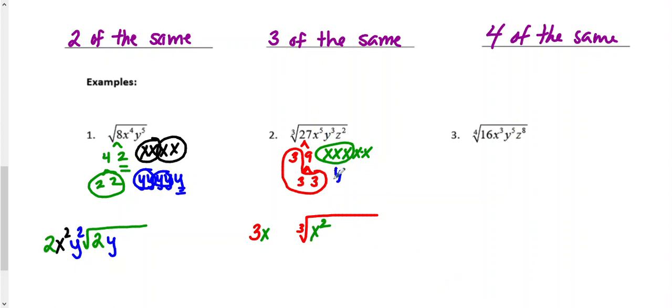We have 3 y's, so I'm going to draw that out. So one group comes to the outside. There's nothing left over. And then 2 z's. Well, 2 isn't enough. So no z's come to the outside, which means I'm still left with z squared inside.